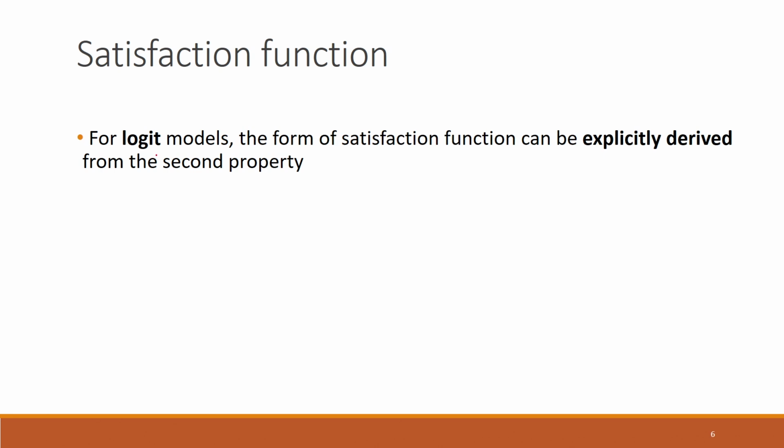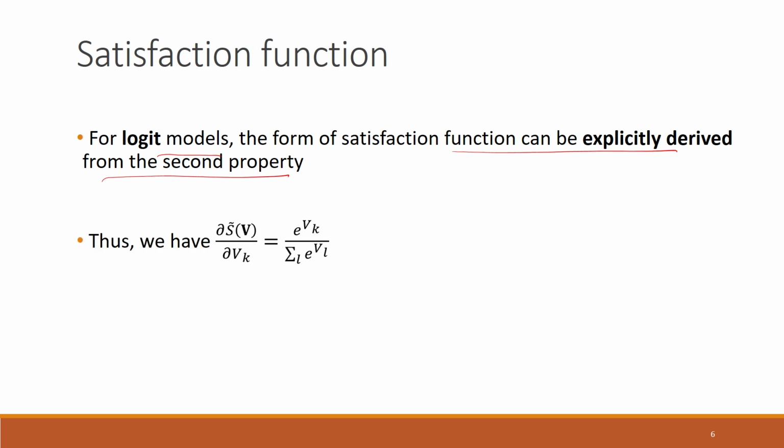For logit models, the form of the satisfaction function can be explicitly derived from the second property. If you recall, for logit choice models we had a closed form expression of the choice probability, unlike the case when we were discussing multinomial probit models, where the choice probability function does not have a closed form expression.